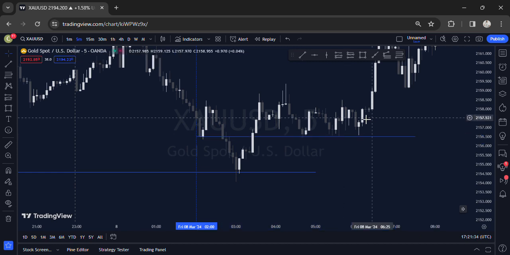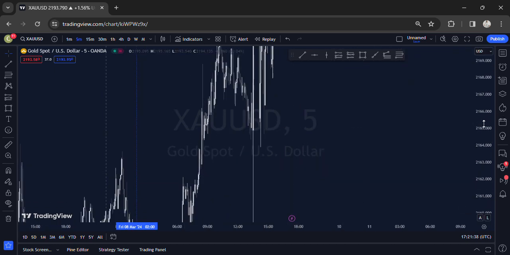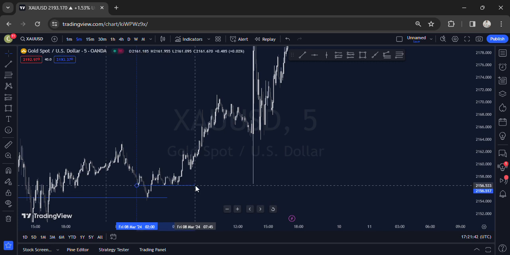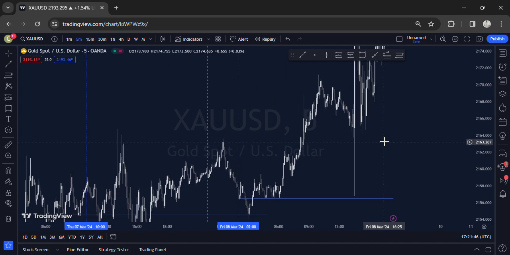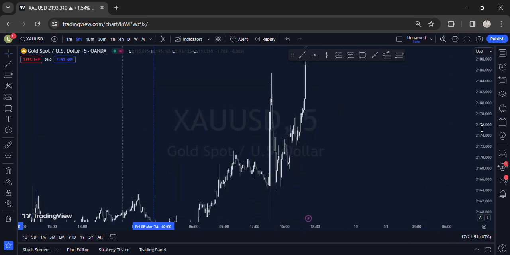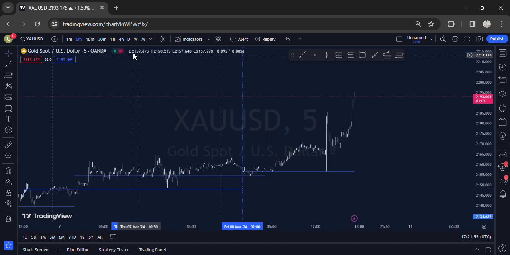So you see the left shoulder forming. The left shoulder forms, and it touched the left shoulder right on it. As it touched, as it tapped, it flew like to the heavens. It tapped, it flew, and look at how many pips it gives us.